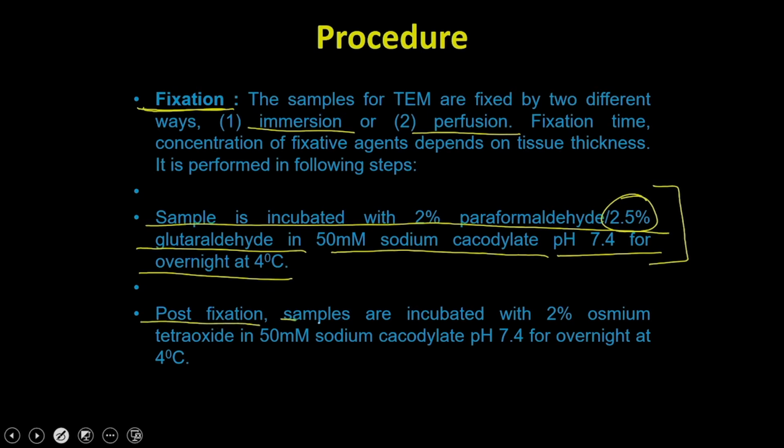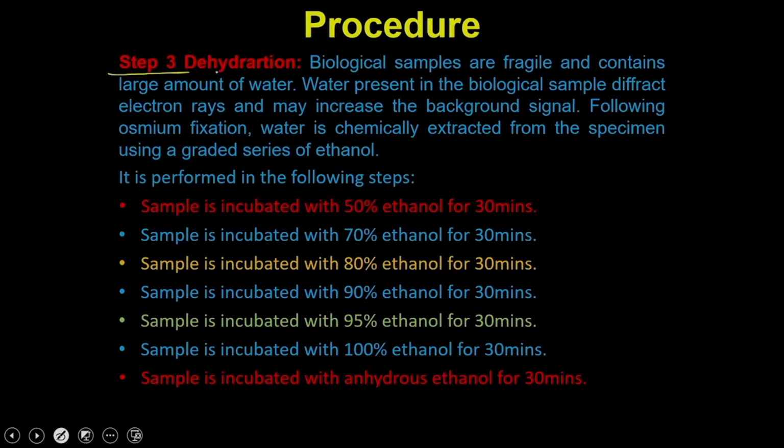For post fixation, the samples are incubated with 2% osmium tetroxide in 50 millimolar sodium cacodylate buffer overnight at 4 degrees Celsius. Then step 3, you are going to have the dehydration. The dehydration step is the same as before, since your biological samples are fragile. So, you have to do sequential dehydration that we discussed when we were discussing the SEM. You just have to follow the same kind of dehydration steps, and that is going to remove all the water present in the samples.